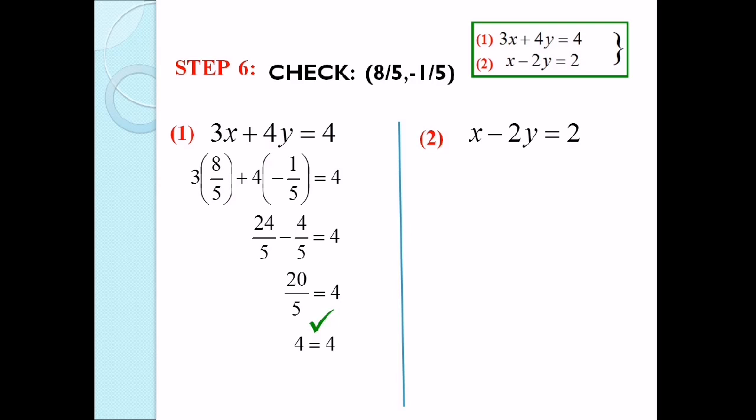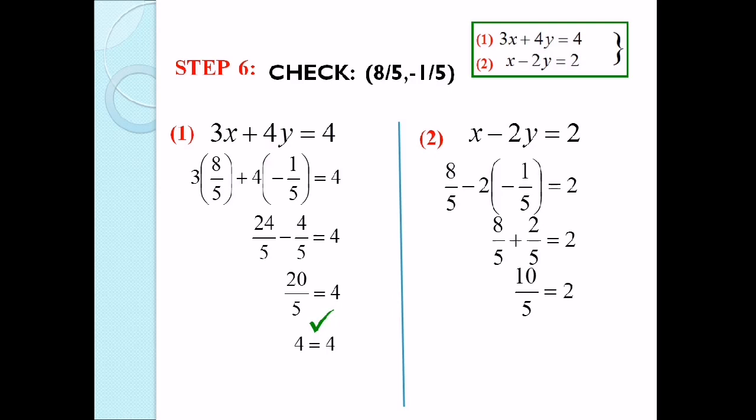Second equation is x minus 2y equals positive 2. Then, you just substitute the values. So, 8/5 minus 2 times negative 1/5 equals 2. Then, multiply. 8/5, then negative times negative is positive. 2 times 1 is 2/5 equals 2. And then, you just add the numerators. 8 plus 2 is 10 over 5 equals 2. Then divide. 10 divided by 5 is 2 equals 2. Check. So that is a solution.